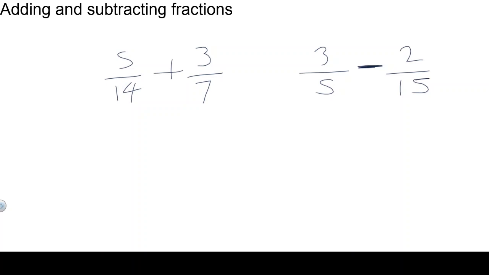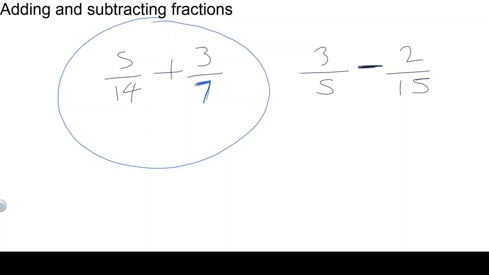Well, what if the denominators are different? So look at the first question here. We've got 14 in the denominator and we've got a 7. But I know this 7 over here, we can multiply that by a number to give us 14. Well, 7 times something to give me 14. It's times by 2. 7 times 2 gives me 14. So now this 7 will become 14. Now you can see that we need to multiply the numerator by this 2 as well. So 3 times 2 is 6.